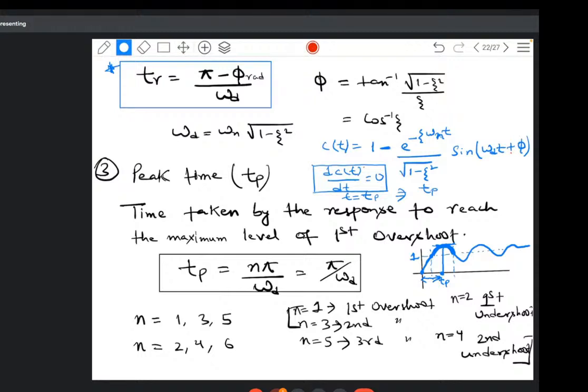Now what is settling time? Settling time is the time taken by the response to settle in a certain range, which is called tolerance band of the steady state value.